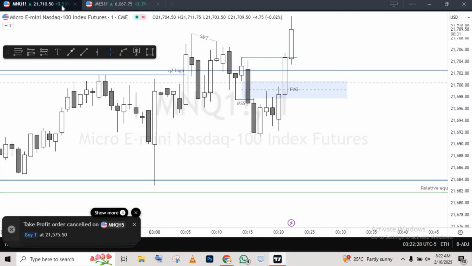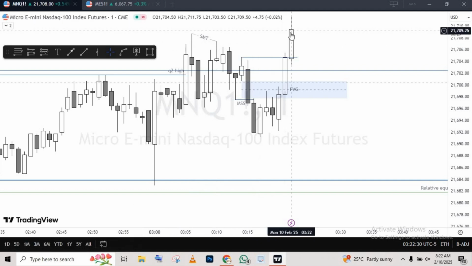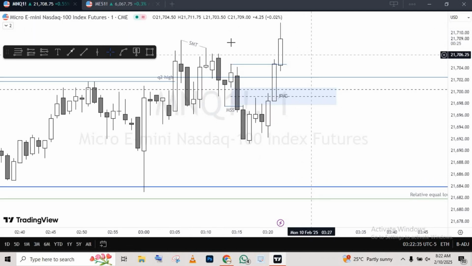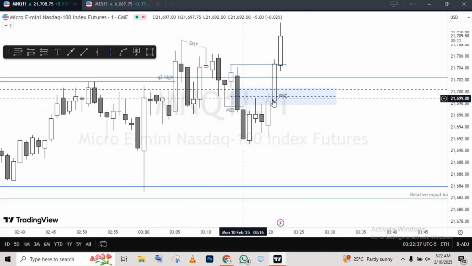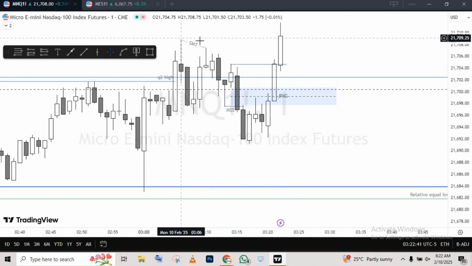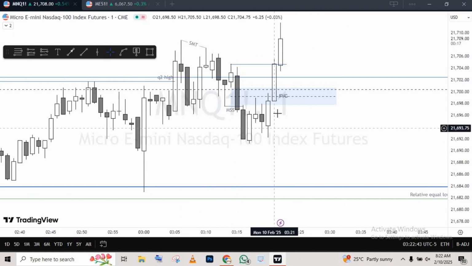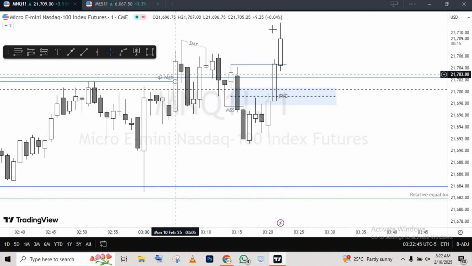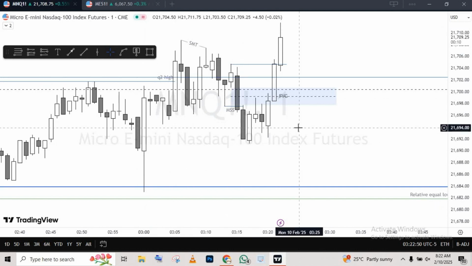Alright guys, so that's it. My stop losses have been hit, and yeah, it was a beautiful, nice trade. It could have panned out. I don't know why it didn't pan out. Nice SMT, market structure shift, everything was present. So I have taken a loss.